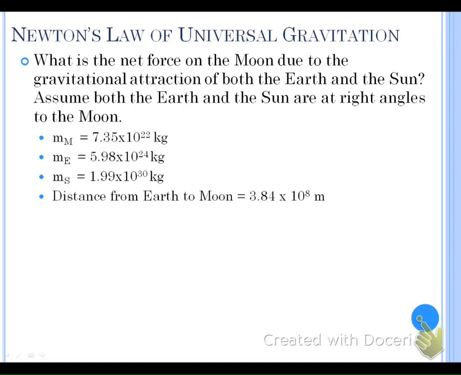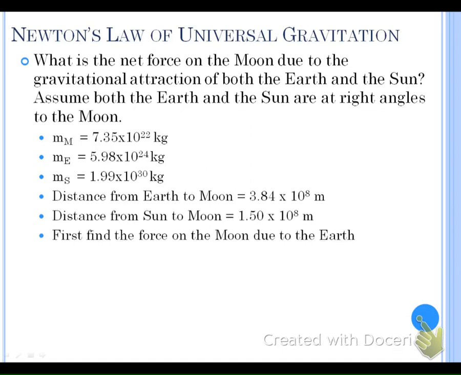I'm going to get all these put up here and then we'll start working through it. Okay, so here's a bunch more constants that we need to know. You can write these down. They'll be given to you. The first one is the mass of the moon. The second one is the mass of the Earth. The third one is the mass of the sun. And then the distance from each of those.